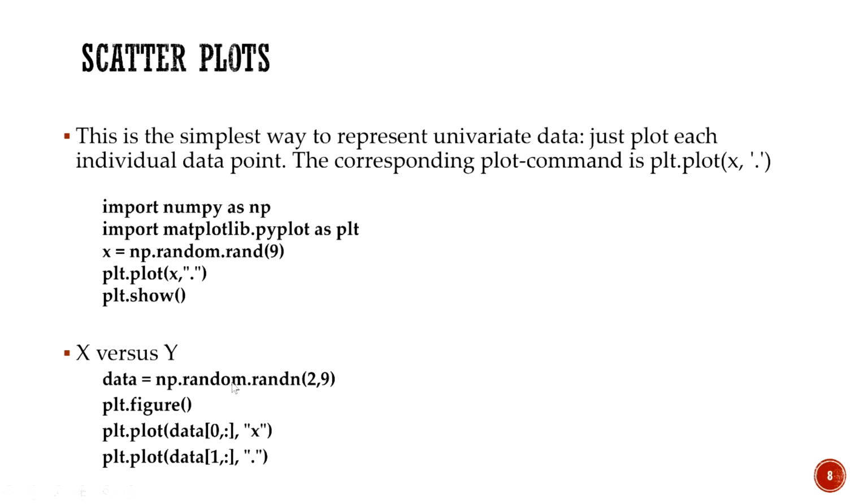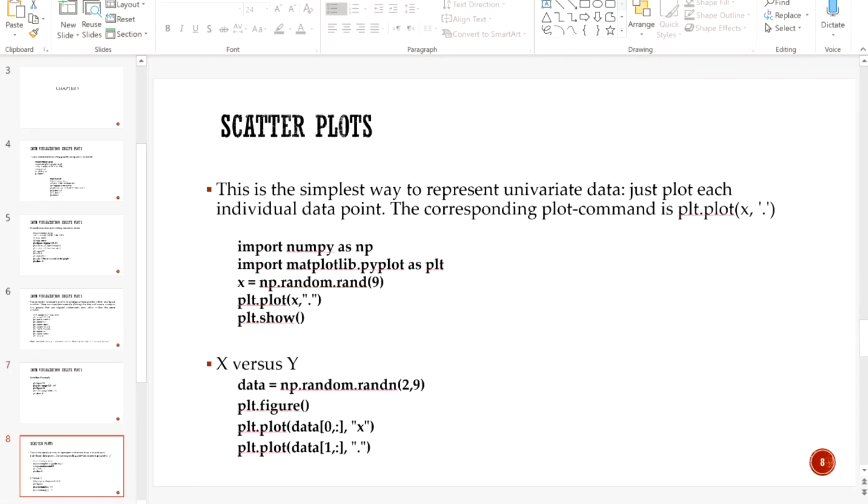Again, we are generating some random numbers, but this time we are using randn. And if you remember, it generates random numbers from a standard normal distribution. And then we pass the size, so 2 rows, 9 columns. So it would be like a matrix. And then we define the figure. First, we plot the first row, so data 0 and all columns. Marker is X. And then we plot the second row, data 1 and dot. So let me implement this.